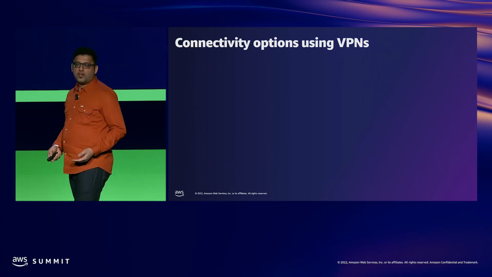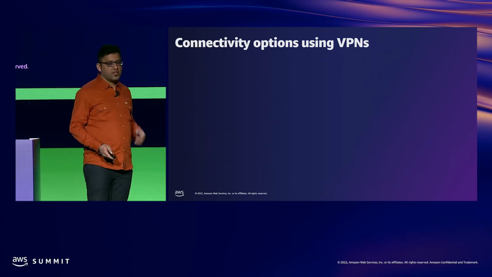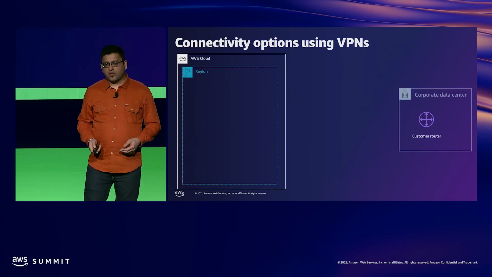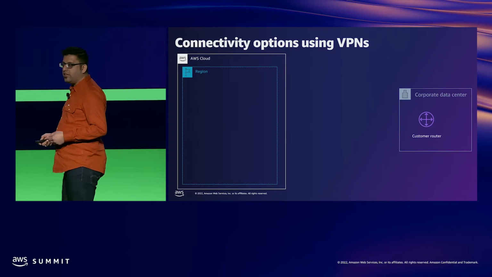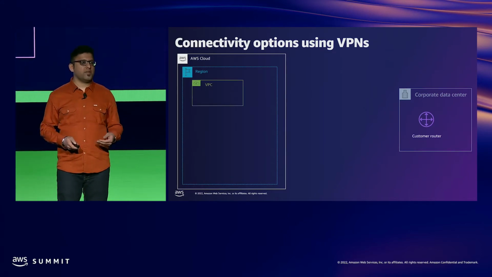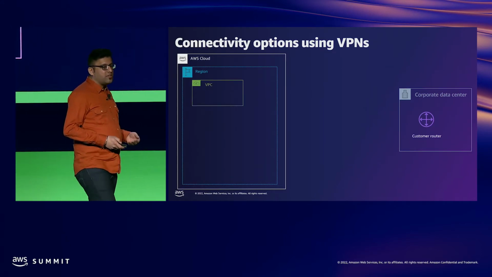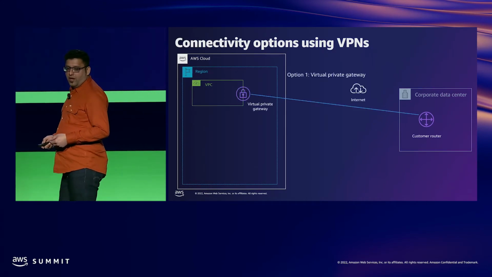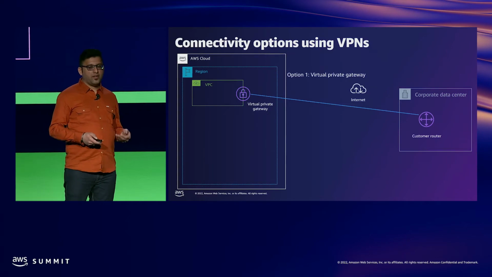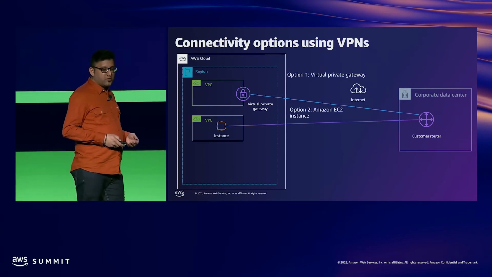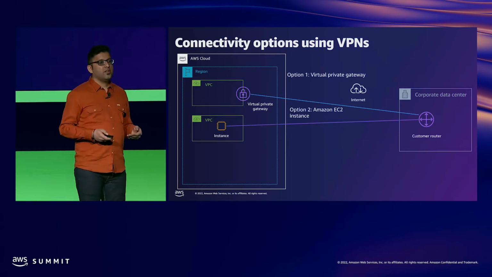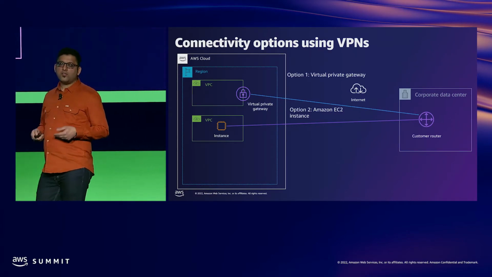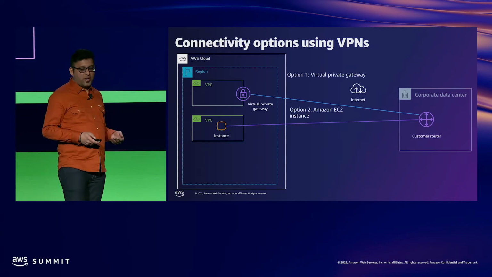So let's start with understanding what are the connectivity options that you have with VPNs. So you have your corporate data center on the right, and you have your AWS Cloud and the region within that, and you have created a VPC within that. So now the first option is to terminate the VPN connection on the virtual private gateway. This connection goes over the internet by default. The second option is to run an Amazon EC2 instance within a VPC that runs your VPN appliance and allows you to connect from your corporate data center to AWS.